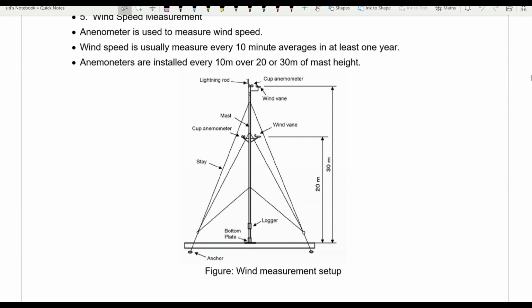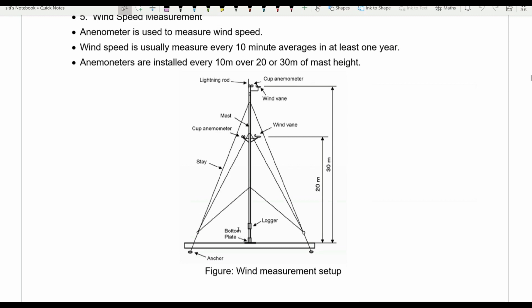So for example here, this is a lightning rod. We have 2 anemometers here, cup type. The first anemometer is at 20 meter height and the second anemometer is at 30 meter height. This is a wind vane to measure the wind direction. This is the mast, this is the cup anemometer, and this is the stay, so this is to hold the mast.